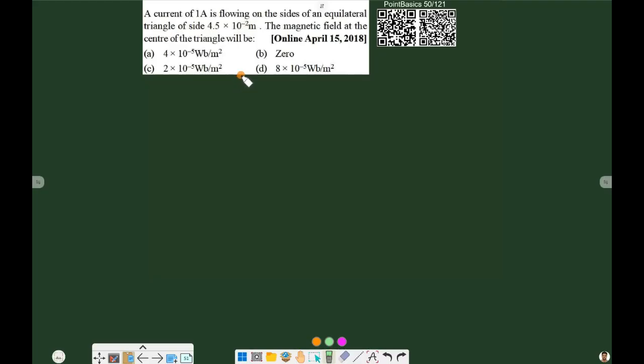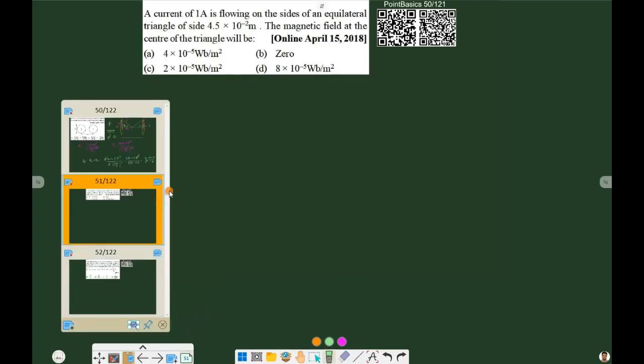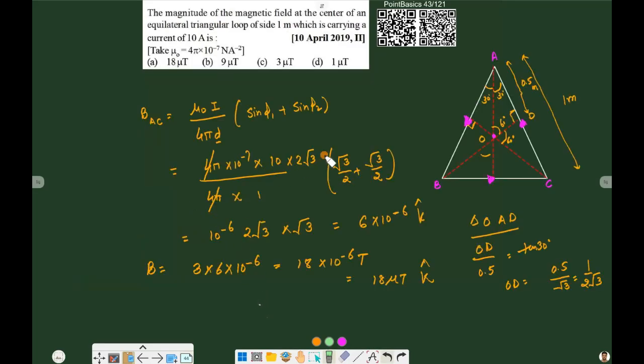So we have already solved a question like this, and I think it was question number 43 or something. Let me find out. Yes, this was the question, that magnitude of magnetic field at the center of equilateral triangle with loop side 1 meter. In this one, we had a side length of 1 meter and current value 10 ampere. In the question which we are doing right now, question number 50, side length is changed and value of current is changed.